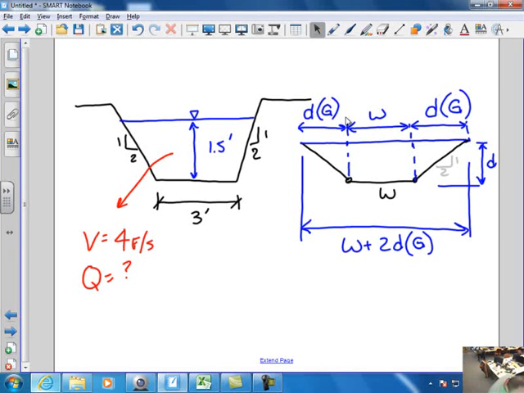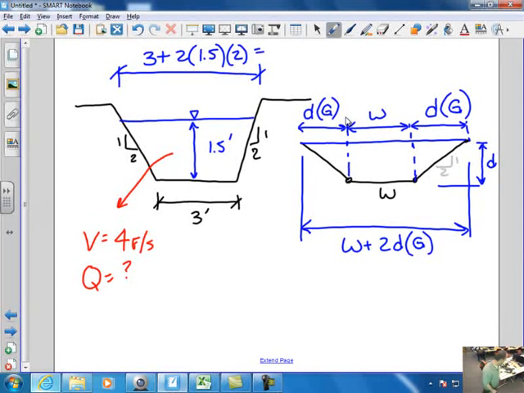In our case, what is that? This would be 3 plus 2 times my depth, which is 1.5, times my side slope, which is 2. And that water width up top is called the spread. Therefore, my spread is equal to 2 times 1.5 times 2 plus 3, which is 9 feet wide.